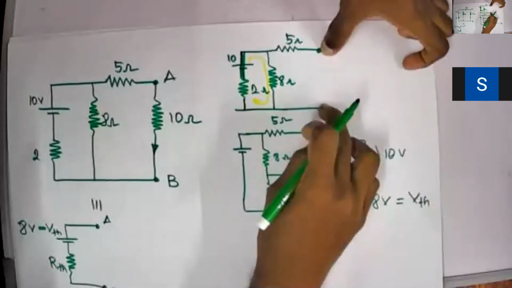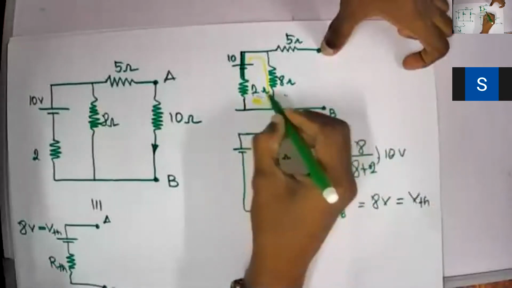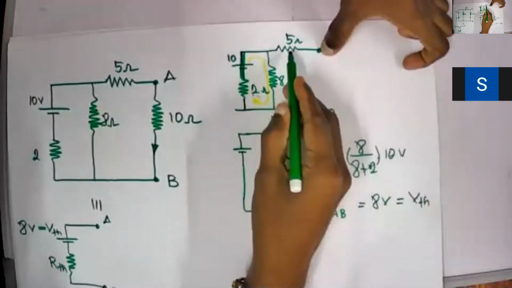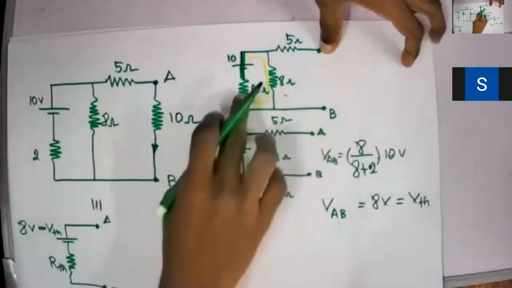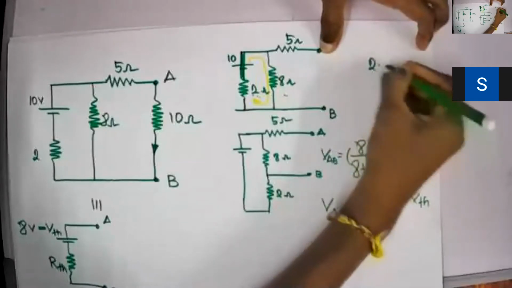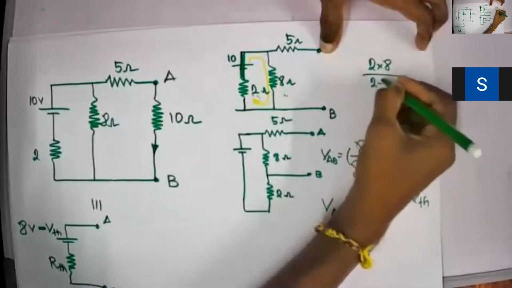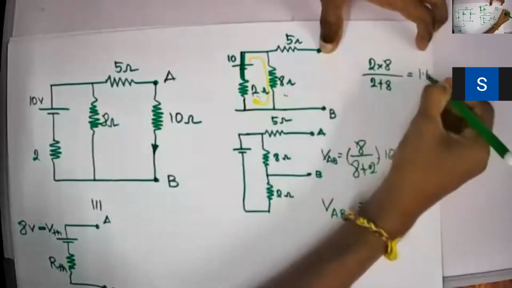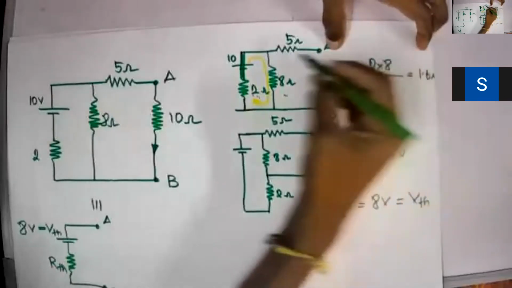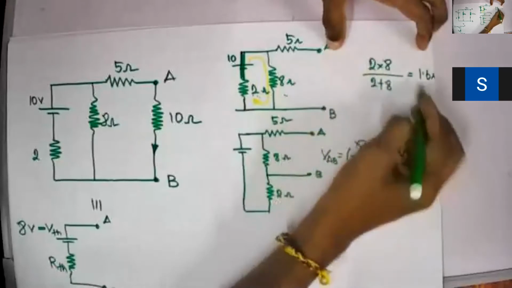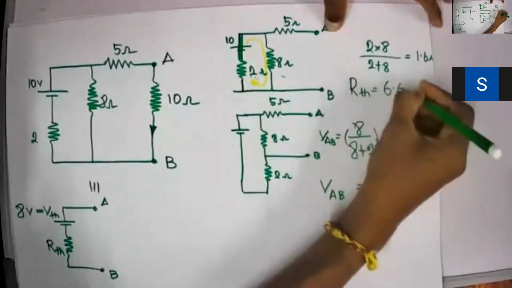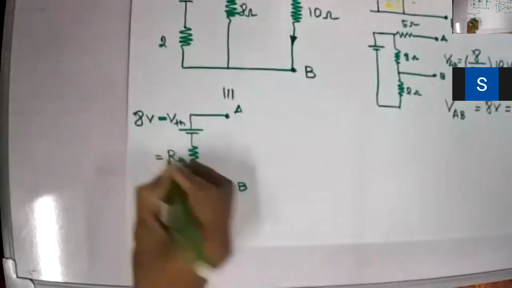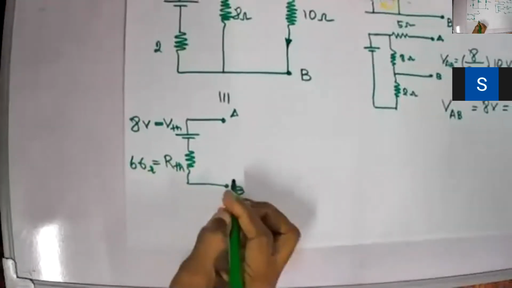So what will be the resistance across this one? This 2 ohm and 8 ohm will be in parallel, and then this 5 ohm is connected in series. These two in parallel become 2 into 8 divided by 2 plus 8, which is 16 by 10, 1.6 ohms. Then this 5 ohm is in series, so that will be 6.6 ohm. So my RTH will be 6.6 ohms.